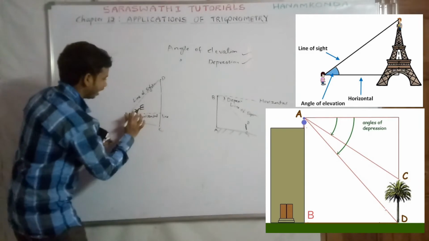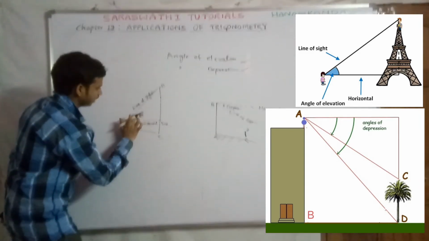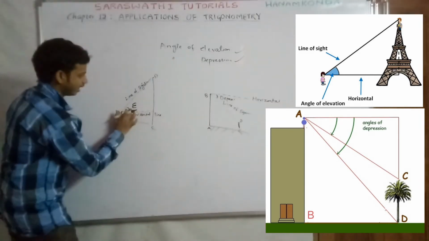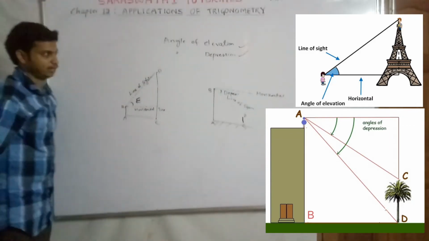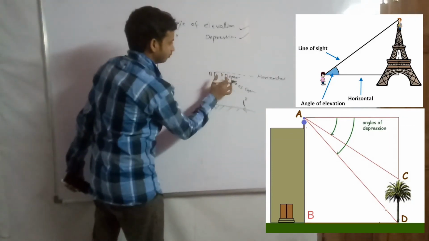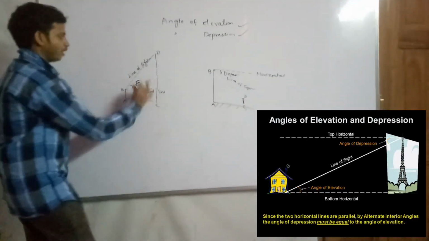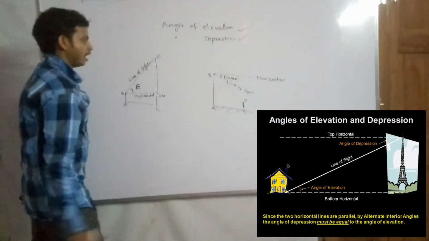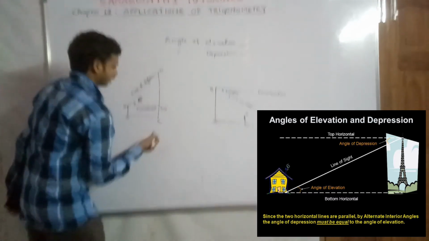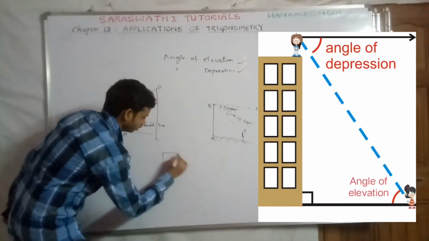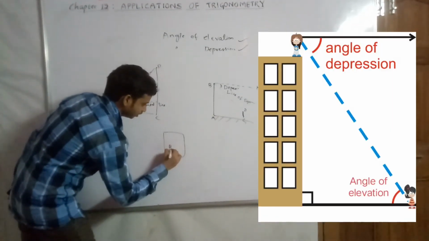In angle of elevation, the line of sight is above the horizontal. In angle of depression, the line of sight is below the horizontal. Angle of elevation is equal to angle of depression, since they are alternate angles. Suppose let this be the building.